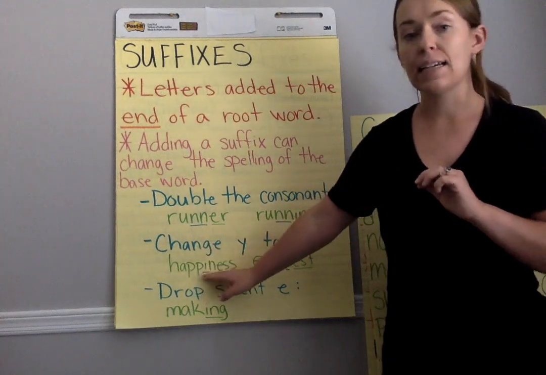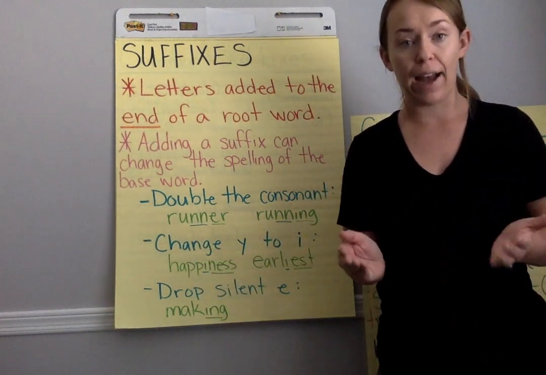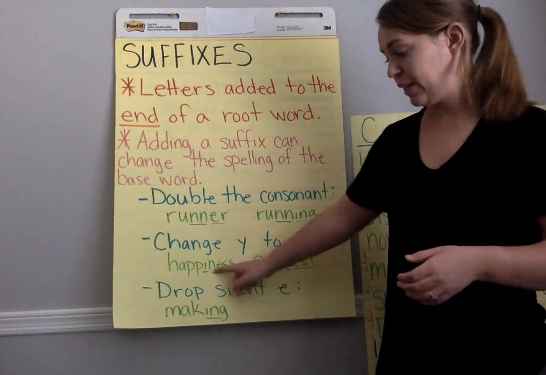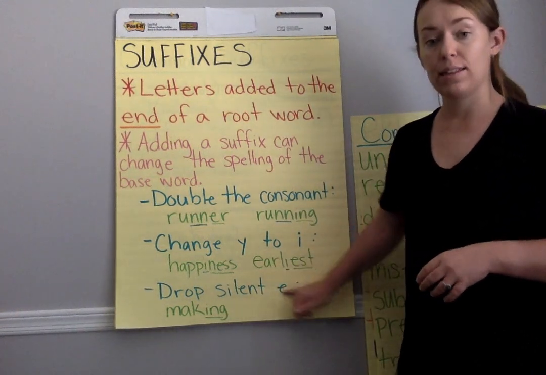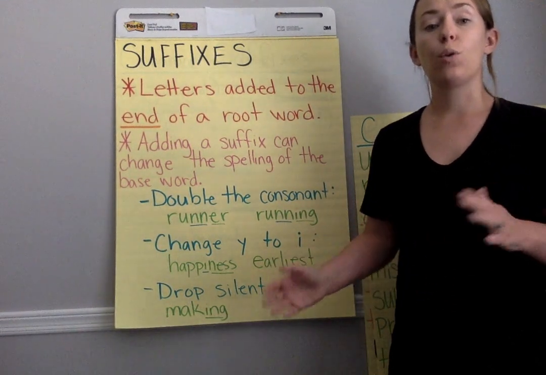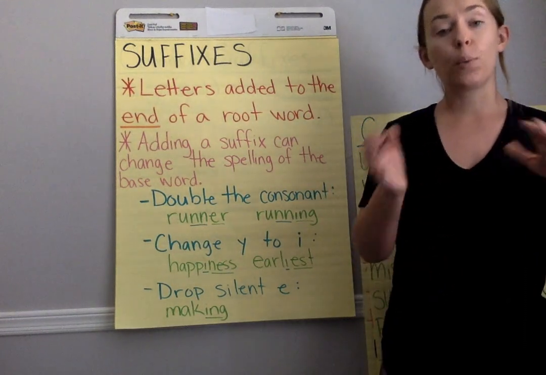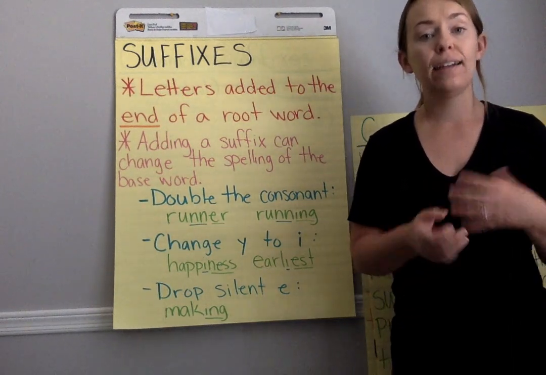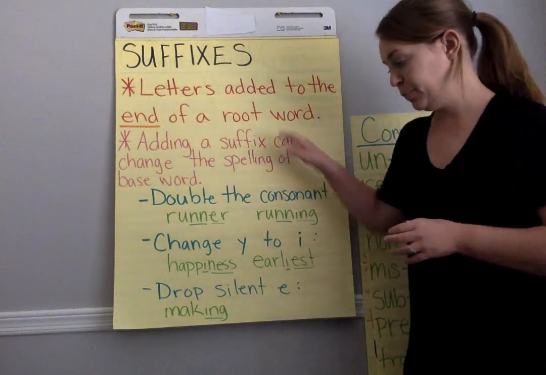So happiness, the root word is happy, and we know that happy ends with a Y. We have to change that Y to I before we add the suffix ness. Okay? Same thing with earliest. So early is the root word and it ends with a Y. Before we can add our suffix, we have to change the Y to I. So now I wake up the earliest out of everybody.